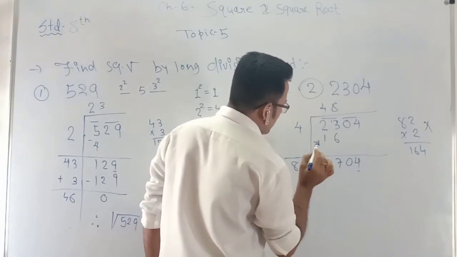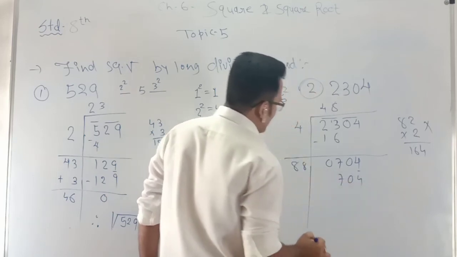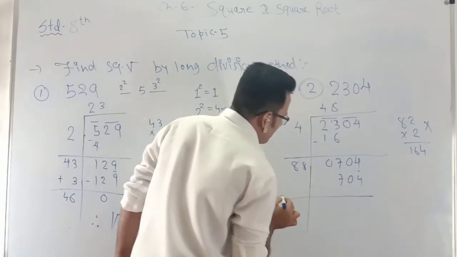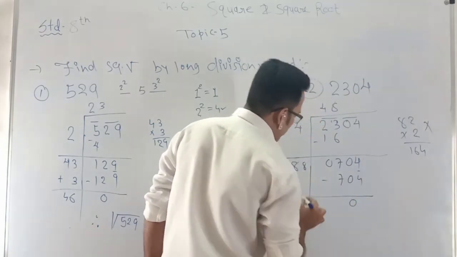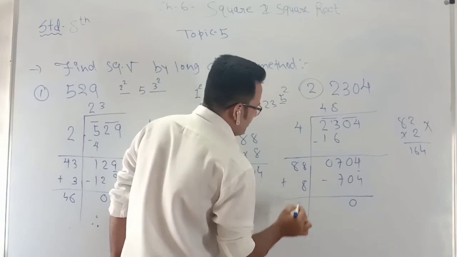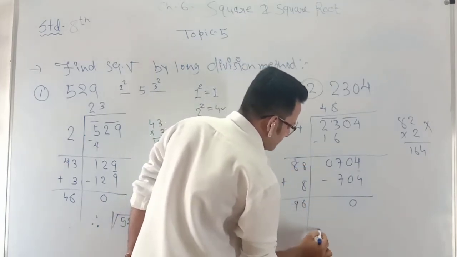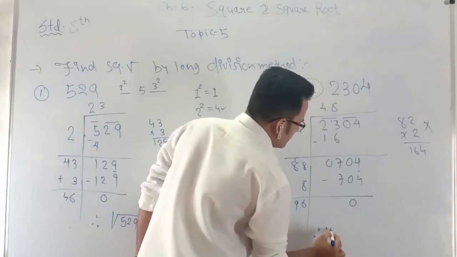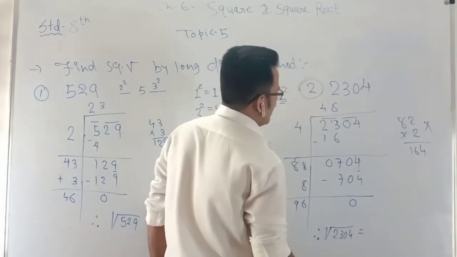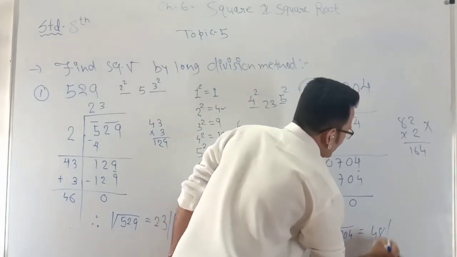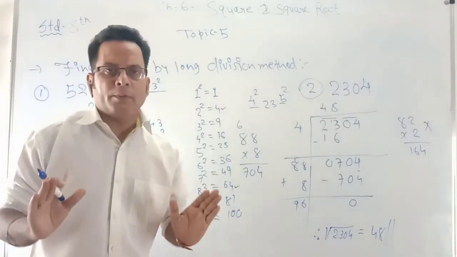So now 88 into 8, 704. Here what will be? 0. And here you have to make the plus. Therefore, the square root of 2304 is 48. Okay, see, this pattern needs a lot of practice.